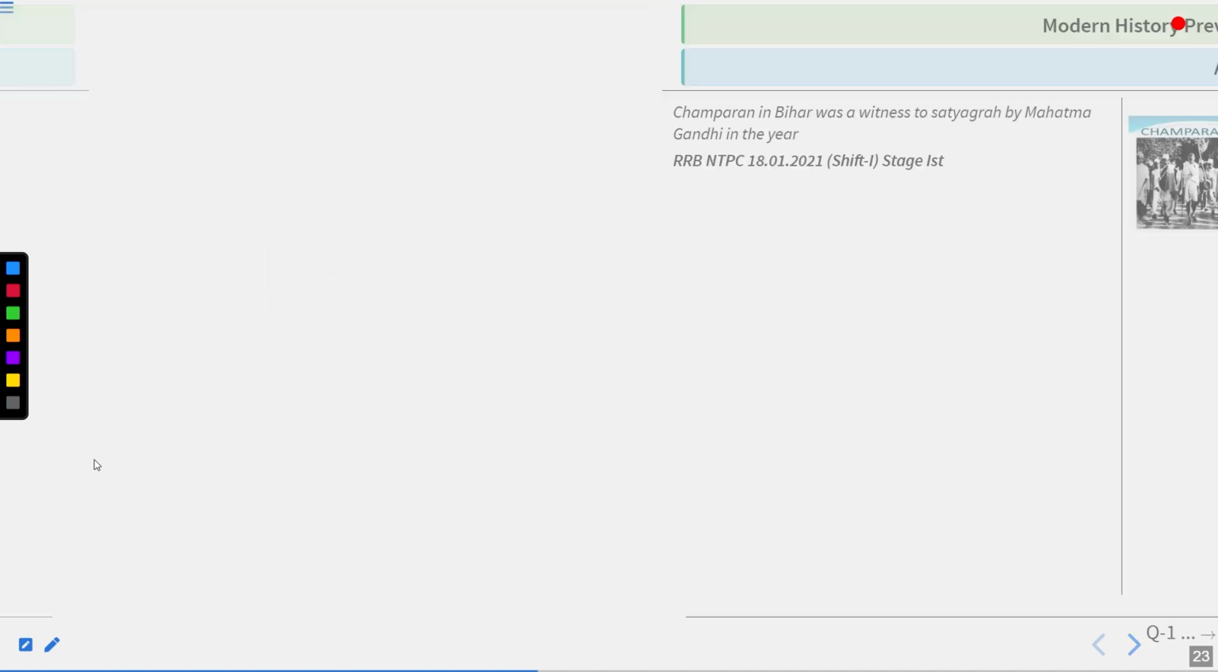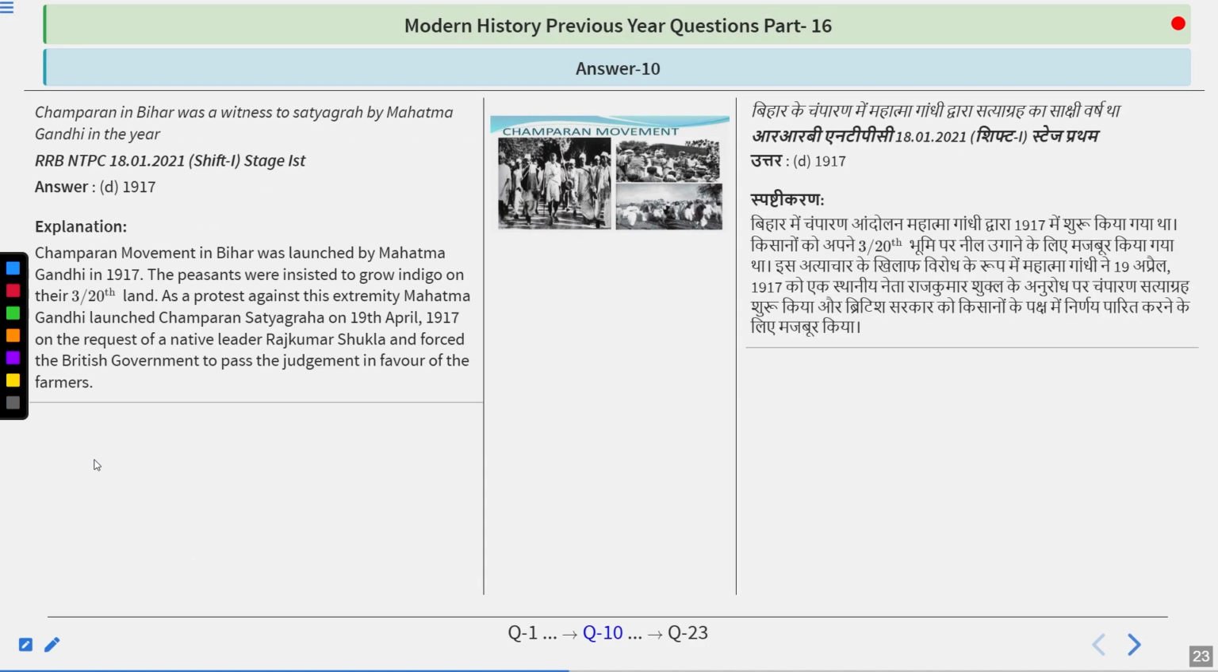So, very simple one. Answer is 1917. The Champaran movement in Bihar was launched by Mahatma Gandhi in 1917. The peasants were compelled to grow indigo on 3/20th of their land. As a protest against the extremity, Mahatma Gandhi launched the Champaran Satyagraha on 19th April 1917, on the request of the native leader Rajkumar Shukla, and forced the British government to pass the judgment in favor of the farmers. So do remember, answer is 1917.